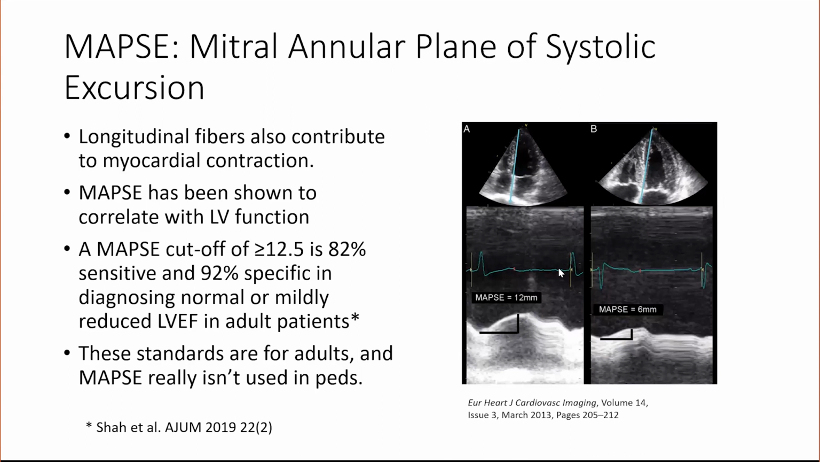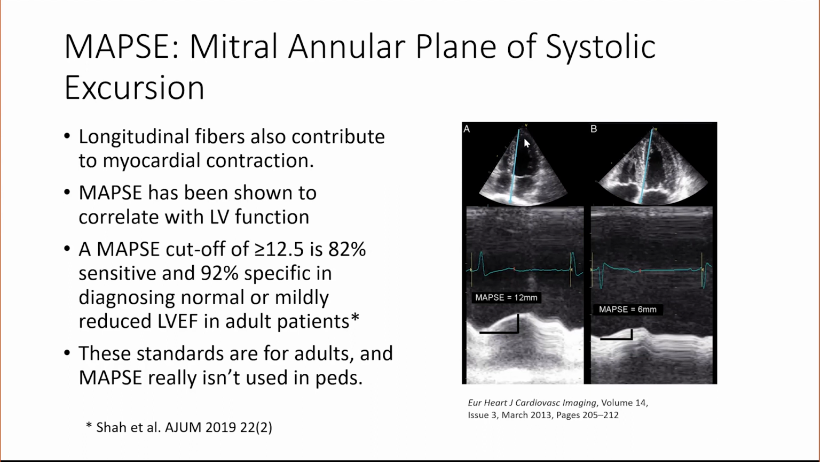Most of the time, it's because you can't get a good four-chamber view. So what about MAPSE? Now, TAPSE, or tricuspid annular systolic excursion, is a very well-recognized measure of right ventricular function in adults. Not so much MAPSE. Even for adults, MAPSE is considered not so good, but you can do it. And the idea is the same.